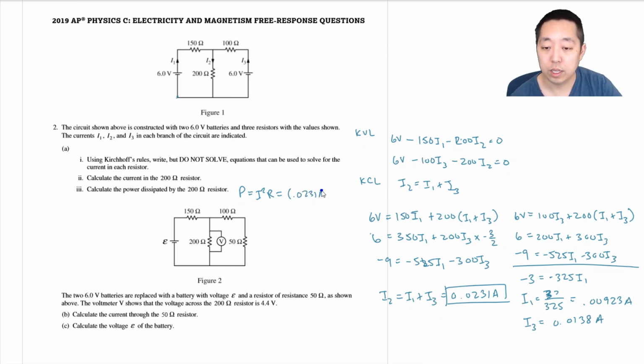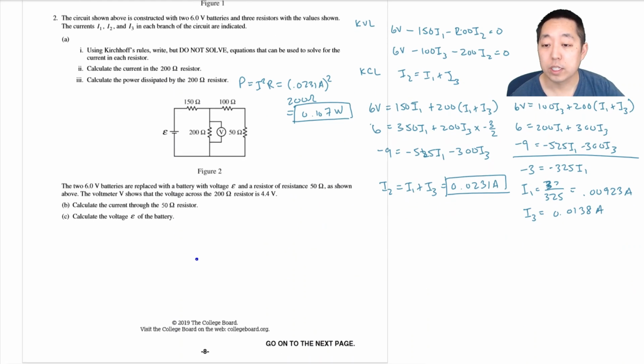So I'm going to do 0.0231 amps squared times the resistance, 200 ohms. And so my power is going to be this squared times 200. I get 0.107 watts. Okay, good. That checks with the answer key I had before, or how I did the problem before in my solution. So far, so good.